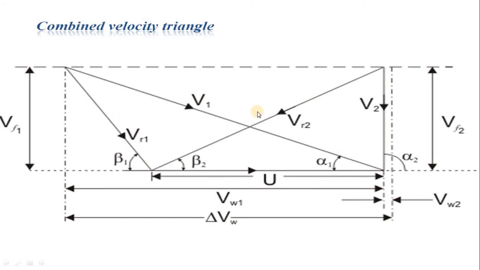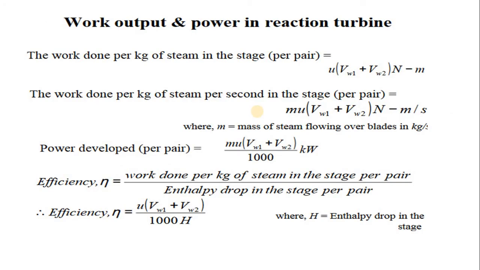The 90% of the velocity triangle is the same as that of the impulse turbine, only the degree of reaction is 50%, so some modification is there, as well as the work done and the performance are also mostly the same. In the case of the reaction turbine, only some changes are there.